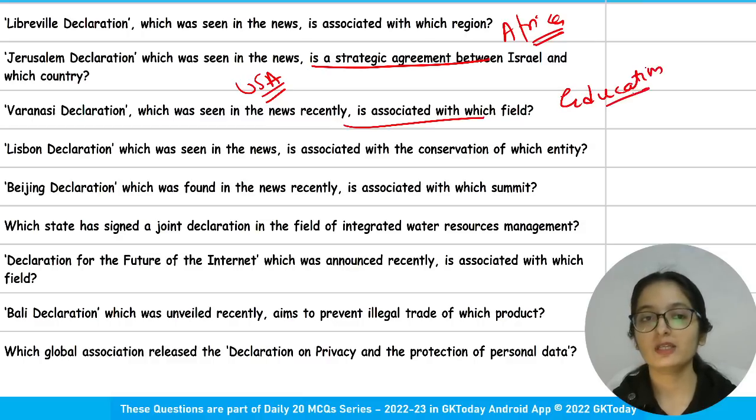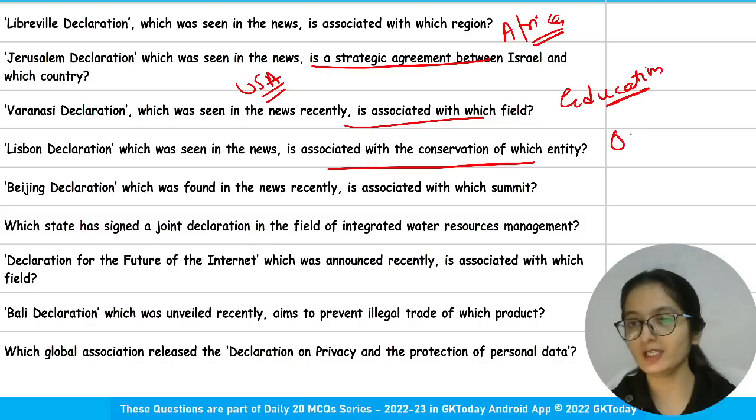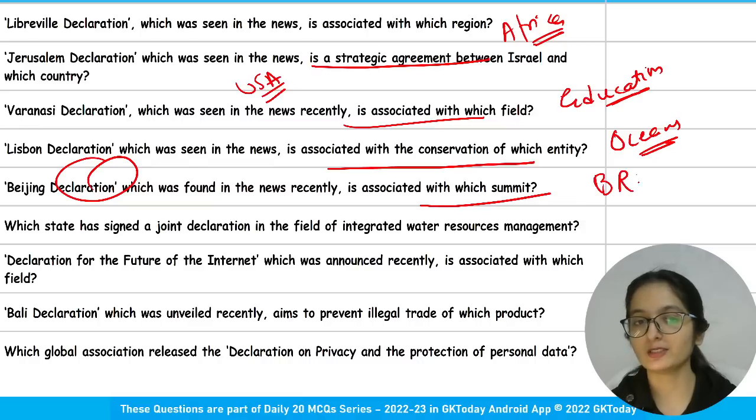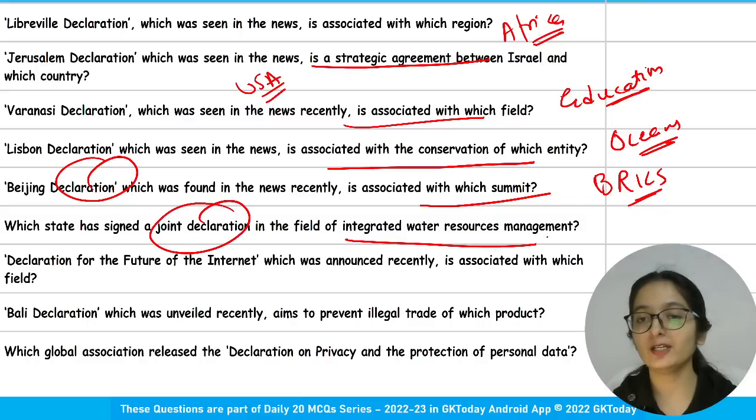Education. Lisbon Declaration is associated with the conservation of which entity? Oceans. Beijing Declaration is associated with which summit? BRICS. Right? Then, which state has signed a joint declaration in the field of integrated water resource management? Haryana. This question you will tell the answer. I am reading it for you.